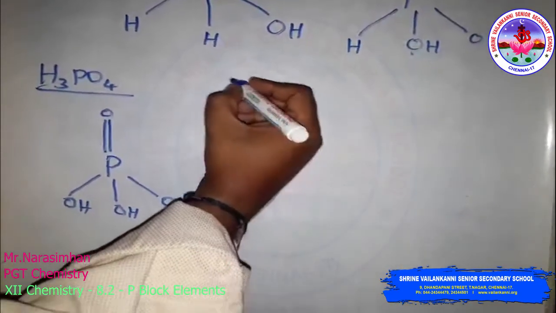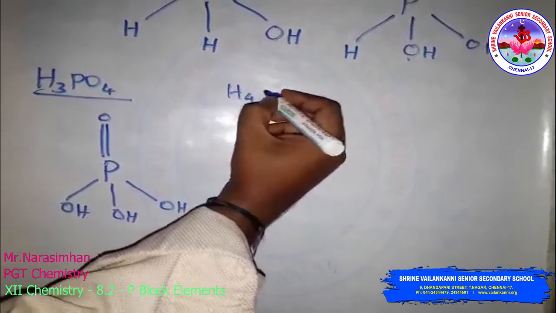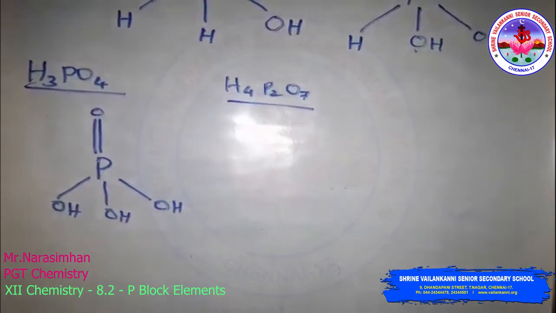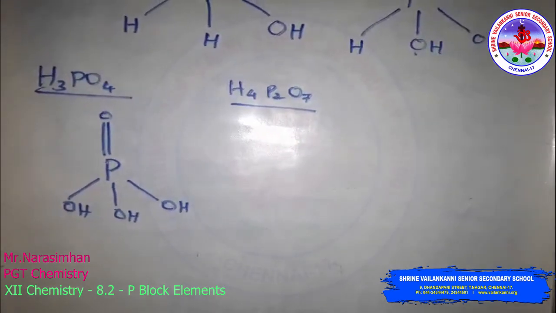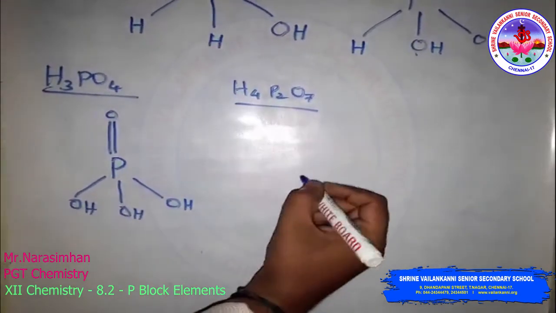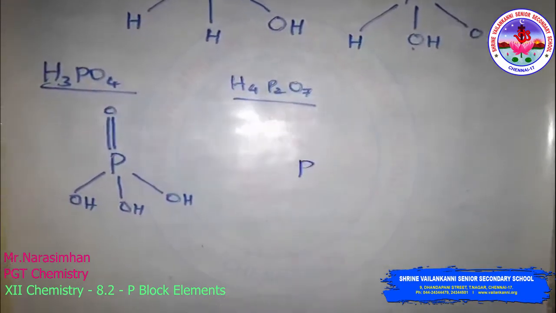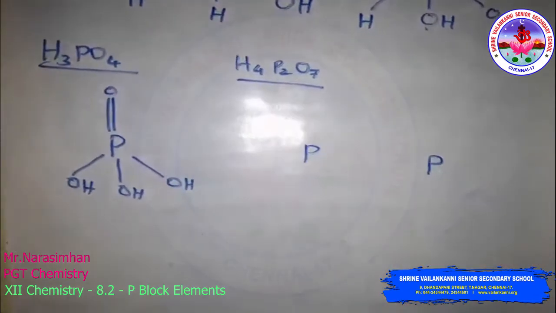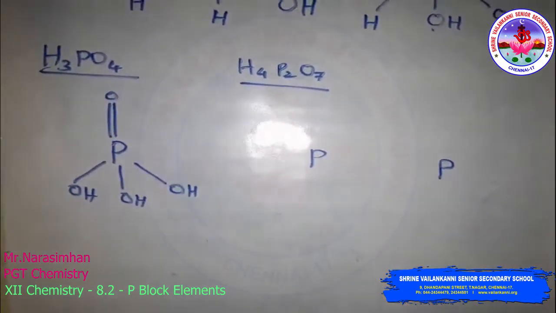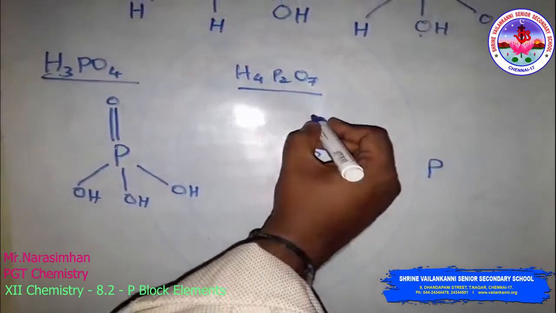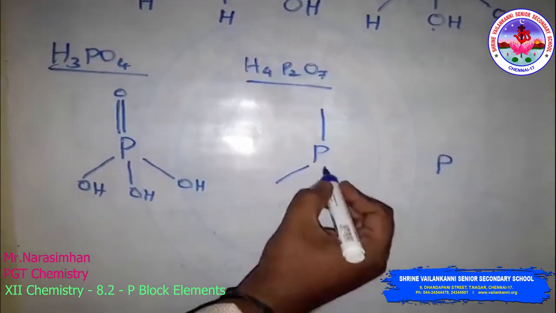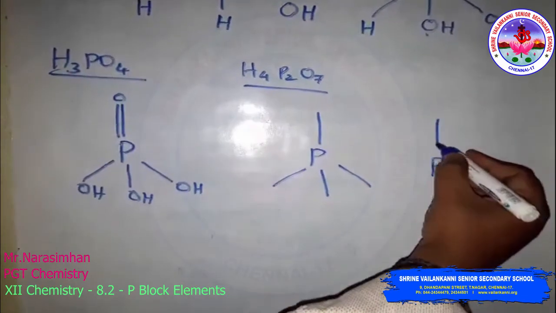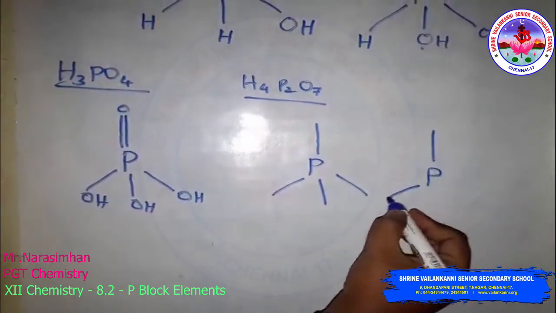Pyrophosphoric acid is H4P2O7. This is pyrophosphoric acid. The structure first, the similar way you have to draw two phosphorus atoms. Just write two phosphorus atoms like this, and just draw them in a tetrahedral manner. Again, the same way you have to follow here also.